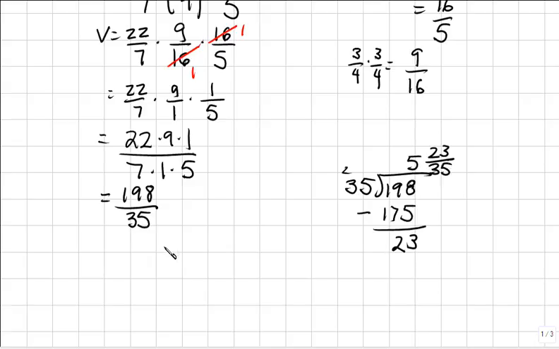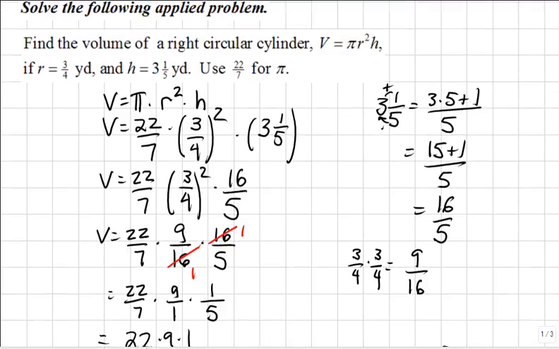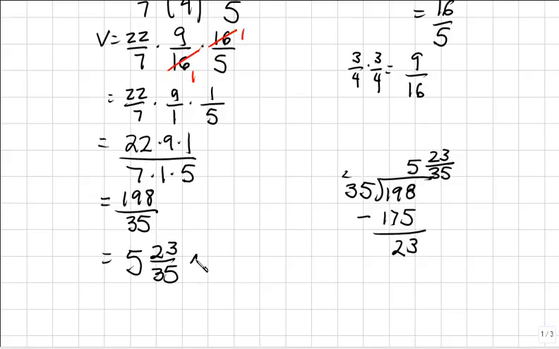That means that our answer becomes 5 and 23 over 35 cubic yards. That's the volume of our cylinder.